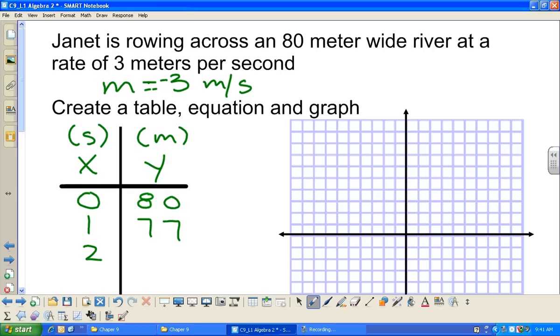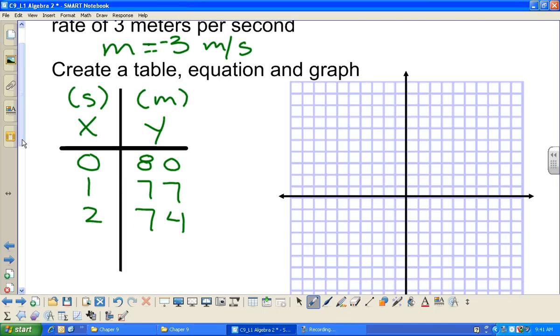After 2 seconds, I have to take away another 3 meters. So I'm at 74. At 3 seconds, should be at 71. At 4 seconds, should be at 68.